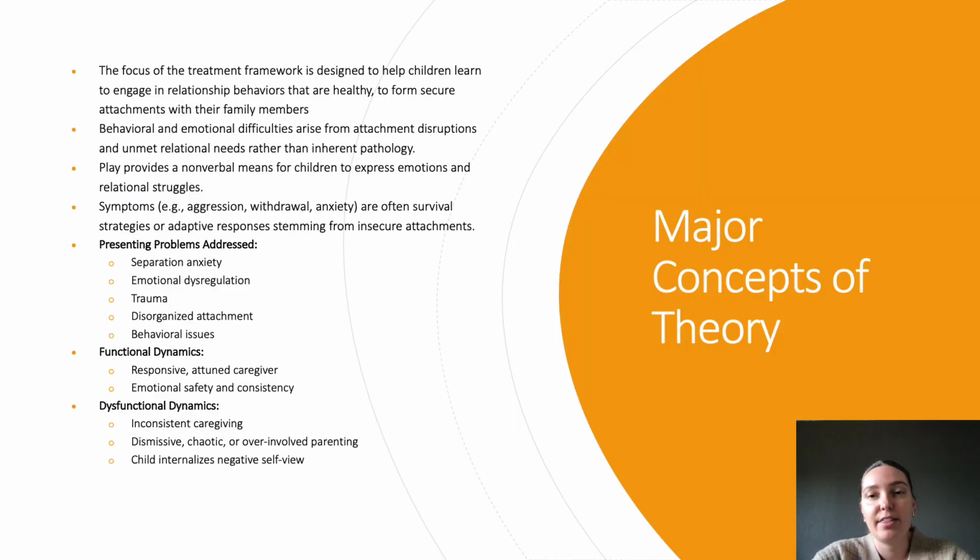Major concepts of the theory. The focus of this treatment framework is designed to help children, especially traumatized children, learn to engage in relationship behaviors that are healthy, to help them form secure attachments with their family members, and later on to form healthy relationships with others, as well as looking to their attachment figures to help them learn to effectively regulate their emotions. Most treatment models for traumatized children use an attachment-based framework to support children in learning how to develop healthy social bonds with their parents.